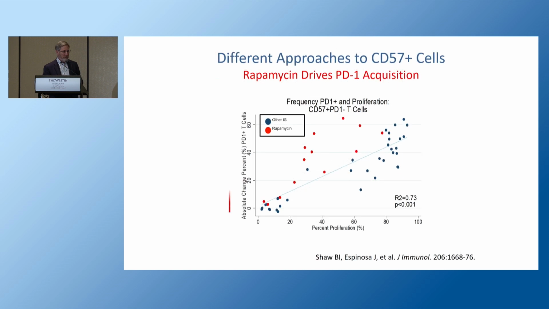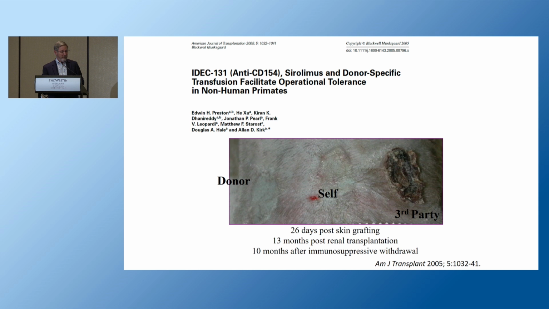And so when you look at comparing the expression of molecules that help induce cell death of activated cells, like the PD-1 pathway, mTOR inhibitors facilitate that expression, calcineurin inhibitors prevent it. Indeed, the best non-human primate data has been obtained by inhibiting anti-CD154 with sirolimus and not blocking antigen recognition, but accentuating antigen recognition with donor-specific transfusion.